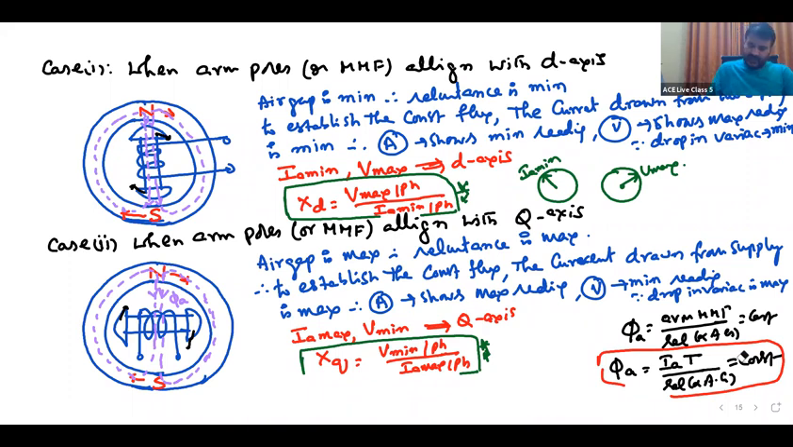Now, how will the readings be? If you take the ammeter and voltmeter readings, the ammeter reading is maximum, IA is maximum, but the voltmeter reading is minimum. So this is XD and XQ.